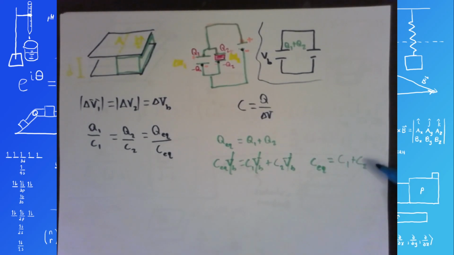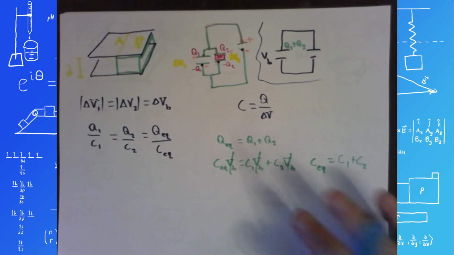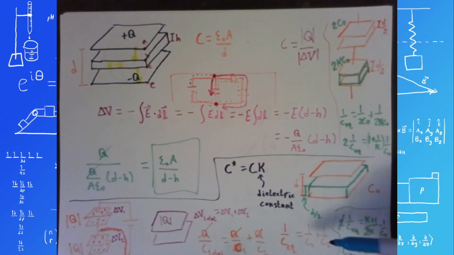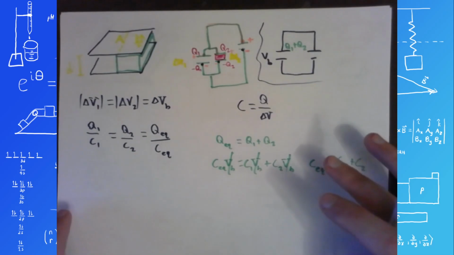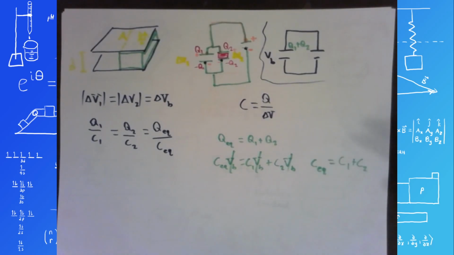And by the way, this still works for 3 or more. So if you had 3 capacitors in parallel, it would be C1 plus C2 plus C3, and so on. And going back to capacitors in series, if you had 3 or more, it would be 1 over the first plus 1 over the second plus 1 over the third, and so on. So yeah, it still works for more than just 2, but if you do want to add them 2 at a time because it makes you feel more comfortable, then that's fine.